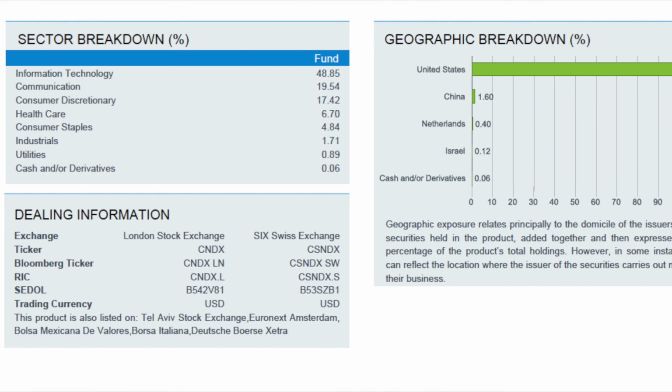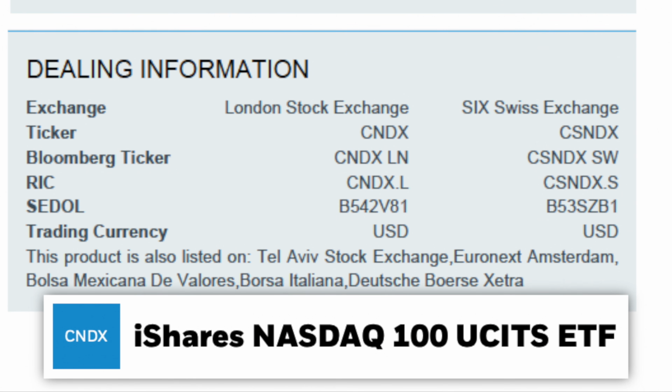For example, let's take a look at this Ireland domicile ETF, which is the equivalent to the US Nasdaq QQQ ETF that tracks the top 100 tech companies in the US. If you look at its listing, you will see that it is traded on the London Stock Exchange under the ticker CNDX with a US dollar trading currency, and at the same time, it is also traded on the Swiss exchange with a US dollar trading currency.